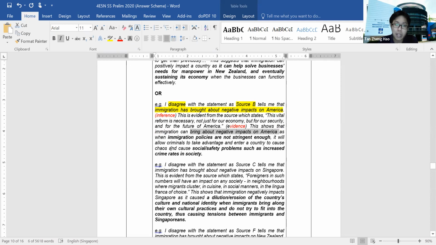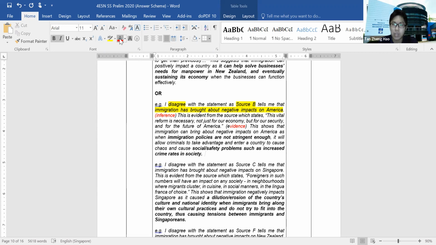This is still repeating the inference, so let's read on. If immigration policies are not stringent enough, it will allow criminals to take advantage and enter a country to cause chaos, cause security problems and increase the crime rate. So in this case, you explain a bit more, because the source may not say a lot on why it's a negative impact.